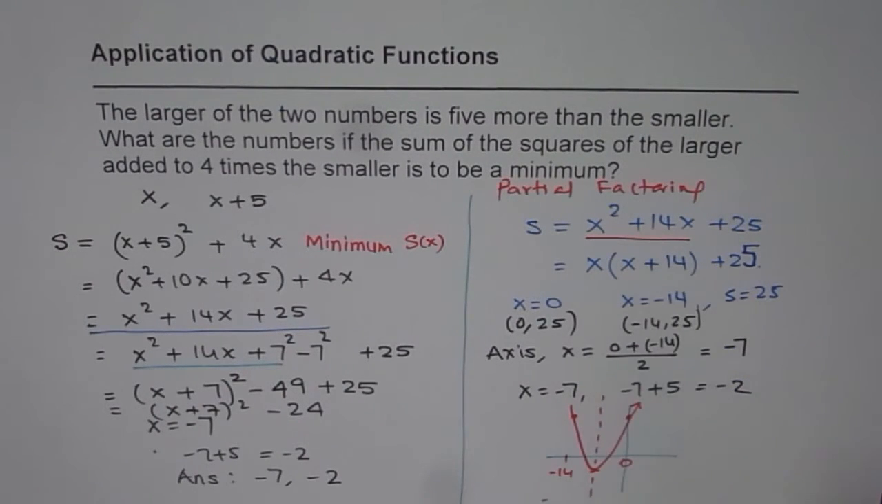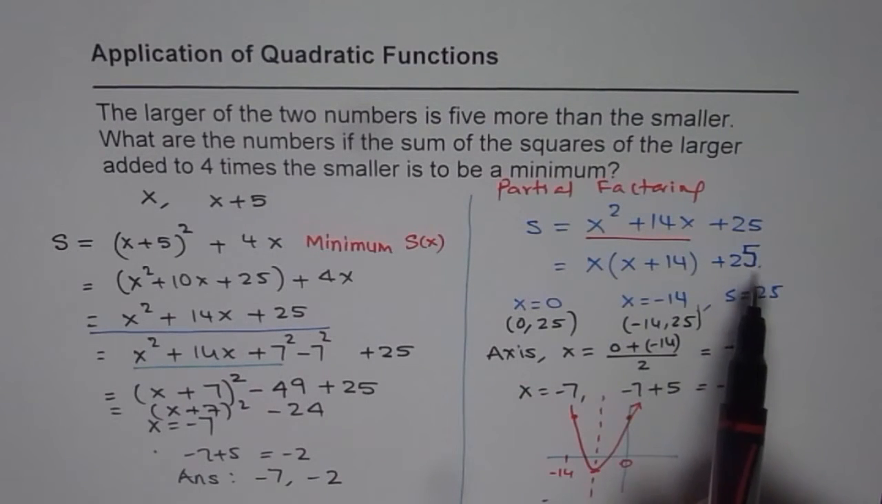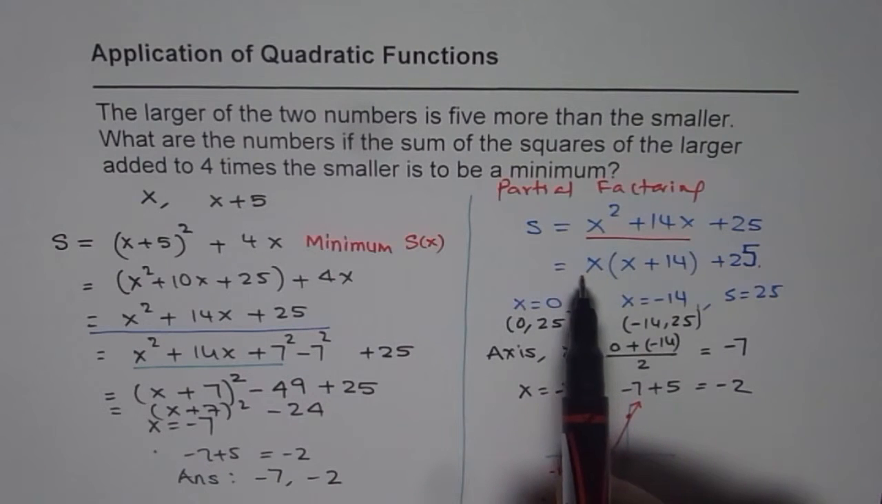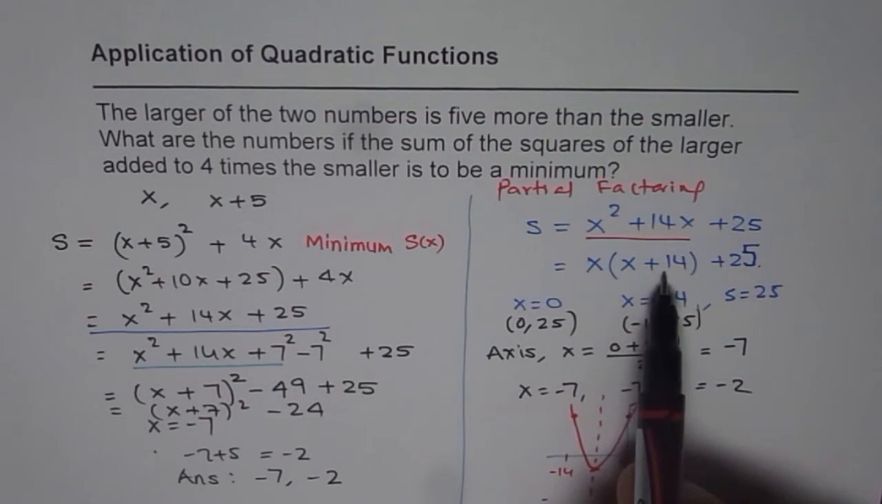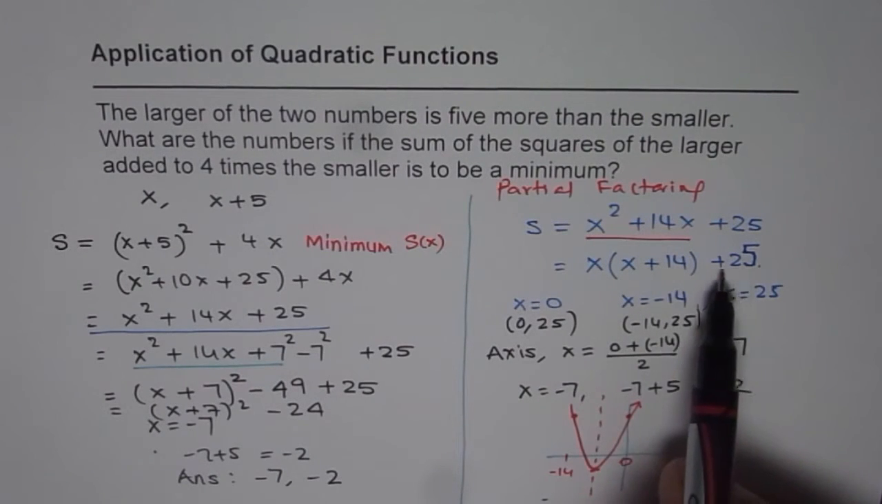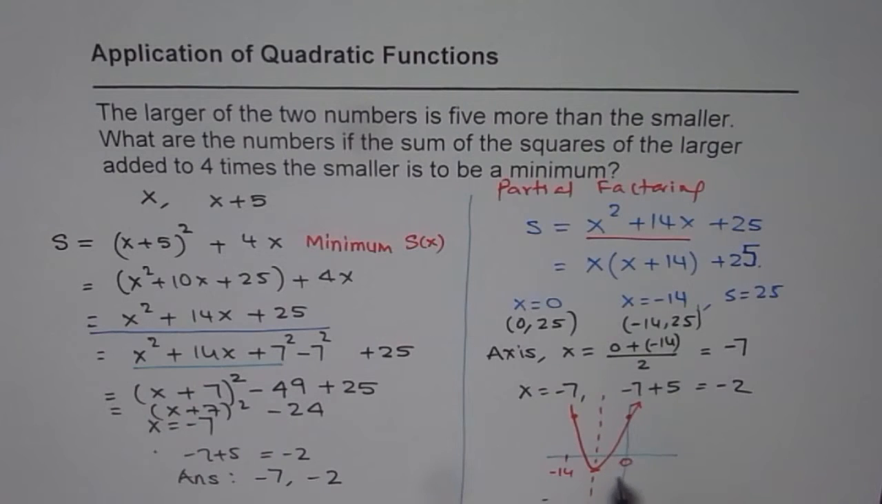If the question was to find the minimum value, you can also substitute minus 7 here and find it. Substituting minus 7, it will be minus 7 times (minus 7 plus 14), which is also plus 7, so minus 49 plus 25. You get minus 24 here. So the minimum value is minus 24, which is not really asked for. But in any case, here are two different methods. You can either do the completing the squares method, or you could do partial factoring to find a maximum or minimum. I think that helps. Thank you and all the best.